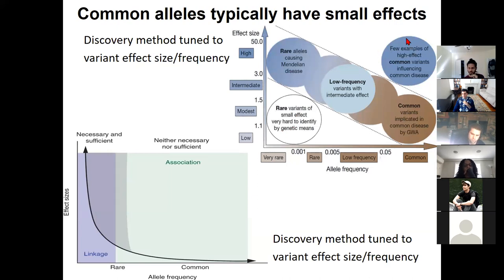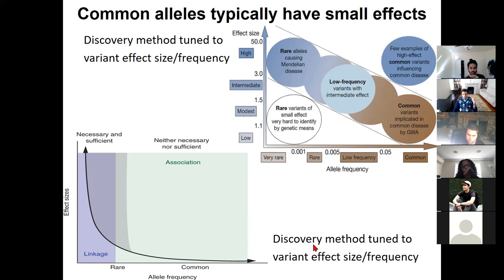And of course, there's very, very few examples of high effect common variants that influence common disease. One example is the apolipoprotein E, where the E4 allele has an enormous risk for Alzheimer's disease. It carries half the genetic risk for Alzheimer's in one locus. And that's very much an exception because it's both common and high effect.